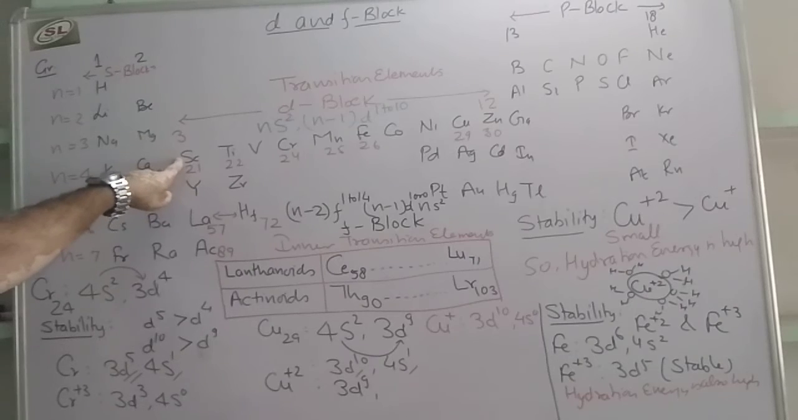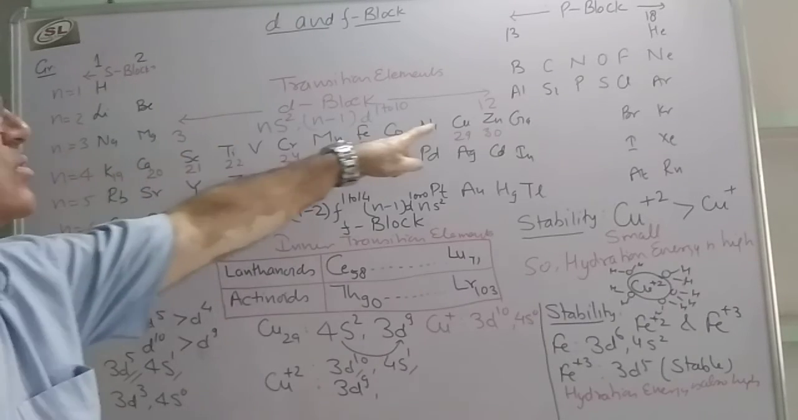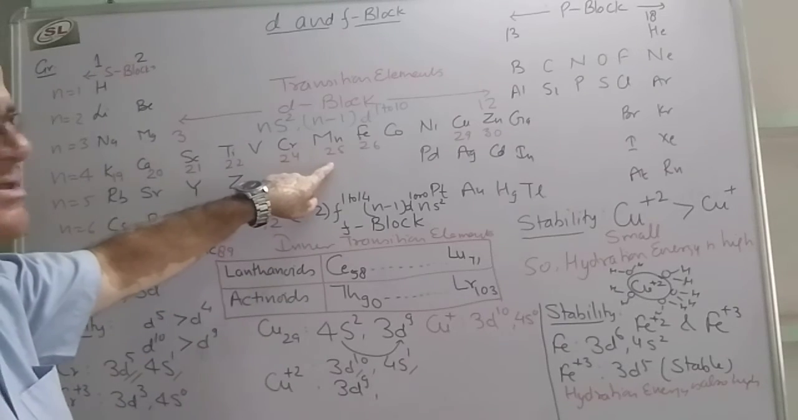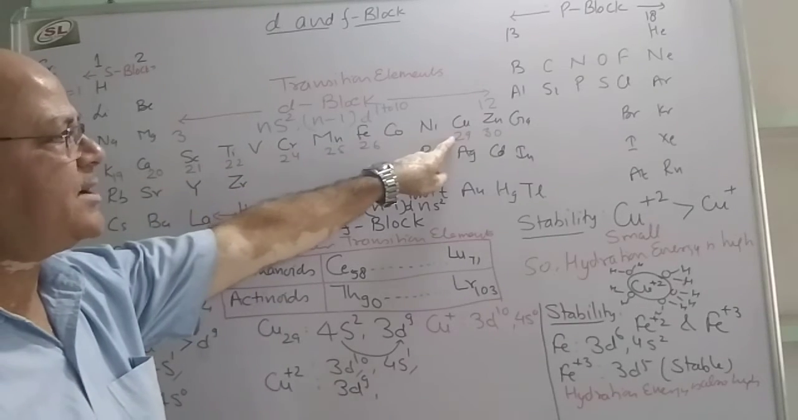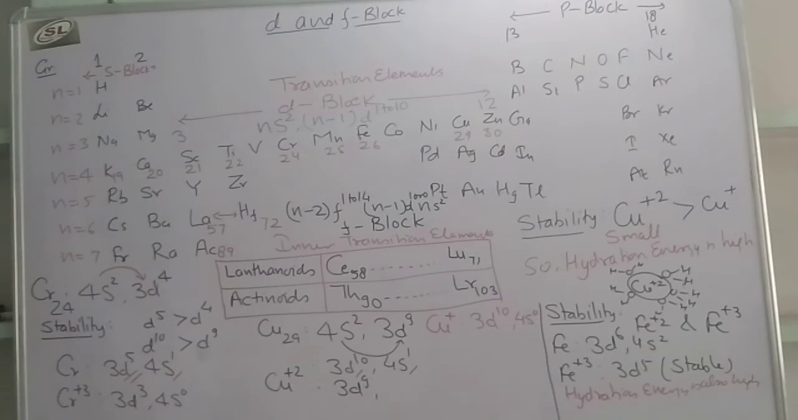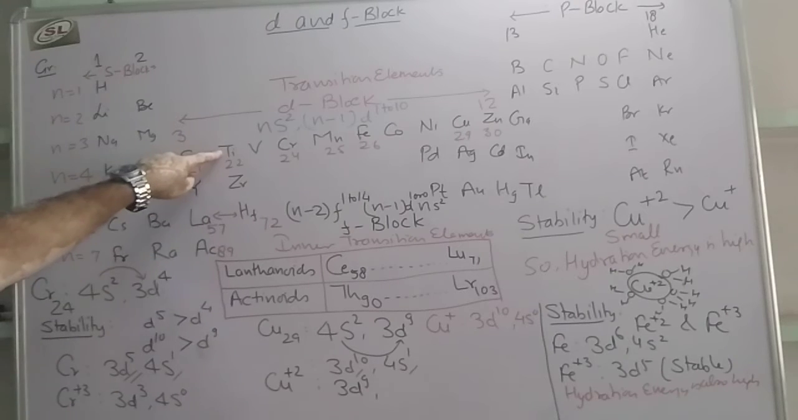The D block starts from scandium and goes to zinc. Scandium has atomic number 21. Chromium has 24, manganese 25, copper 29 and zinc has 30. Below scandium, yttrium, lanthanum and actinium are present, while below titanium, zirconium and hafnium are present.